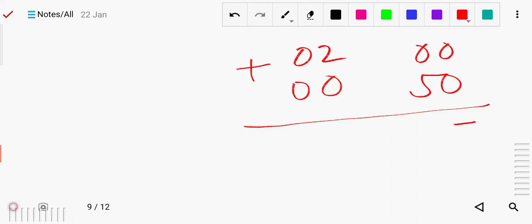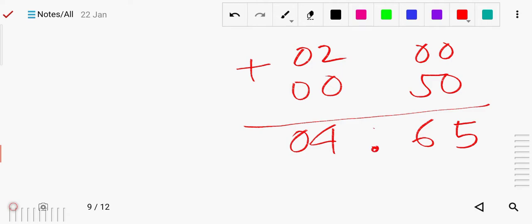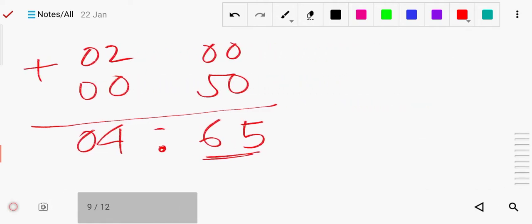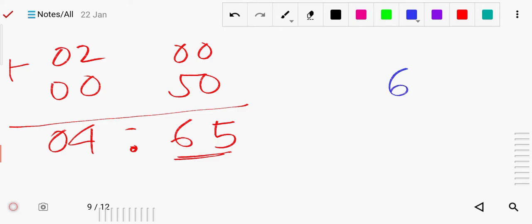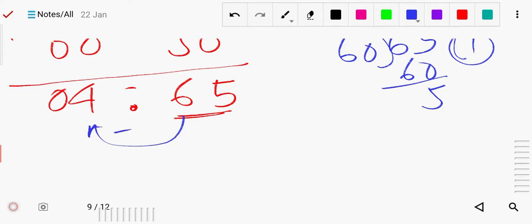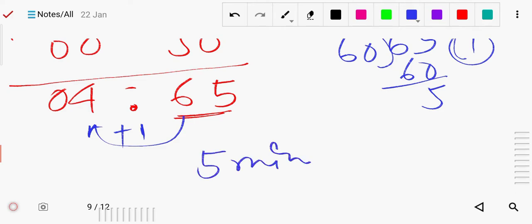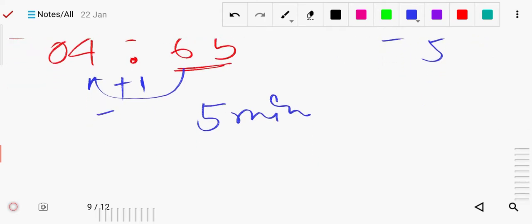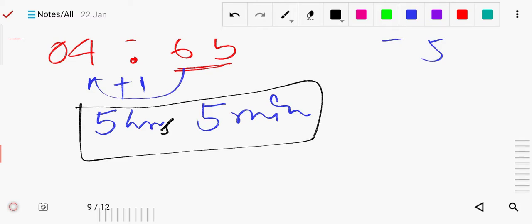So you can add: minutes 5, here is 6, here is 4. Okay, now you can see this 65 we cannot write on the minute side, as you know, because maximum 59 you can write. So for this you have to divide by 60, 1 times 60. So the remainder will be 5. This 1 will be carried to the next part, and 5 is left now. So this is your 5 minutes, and here 4 plus 1 is 5 hours. So your answer is 5 hours and 5 minutes.